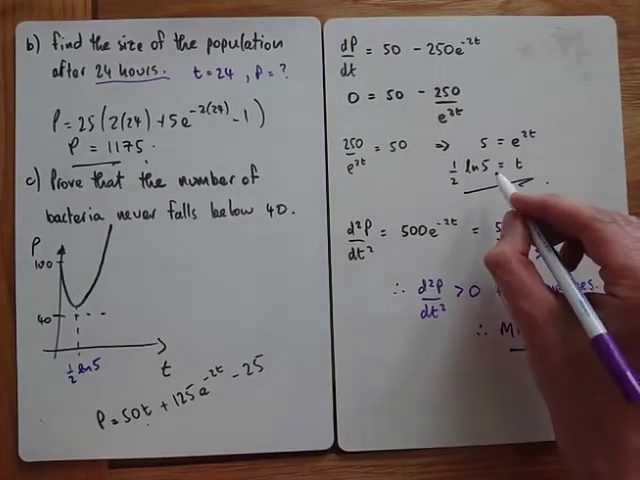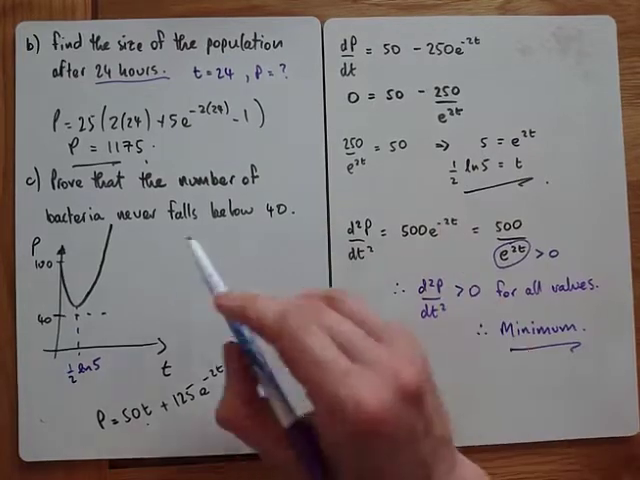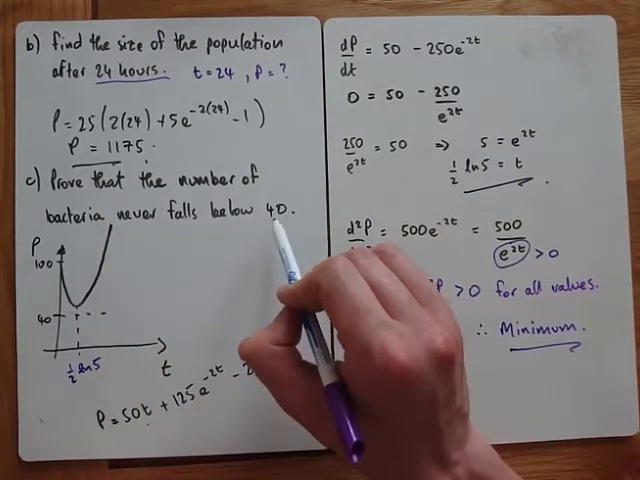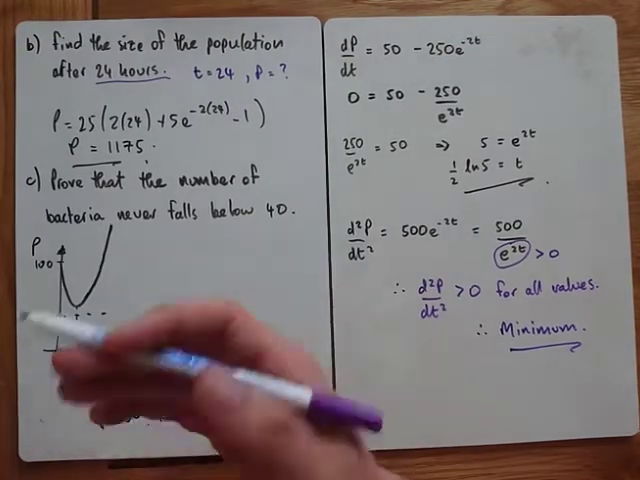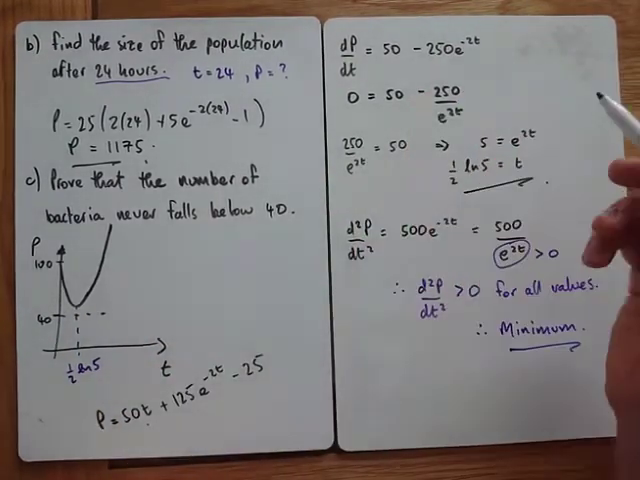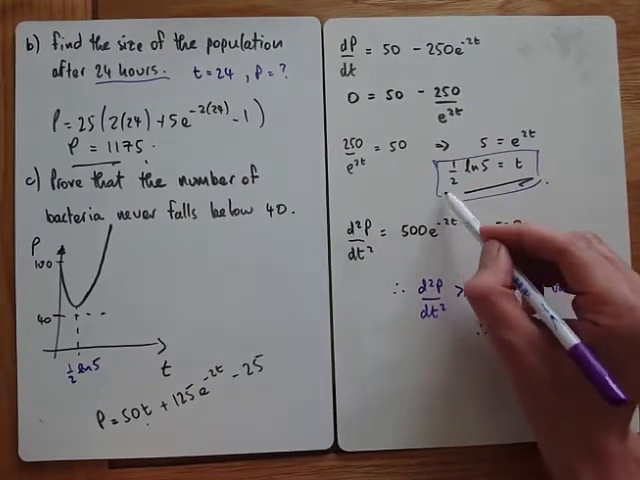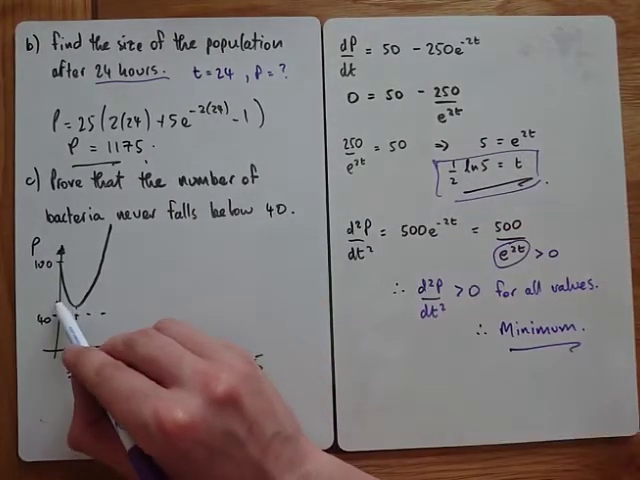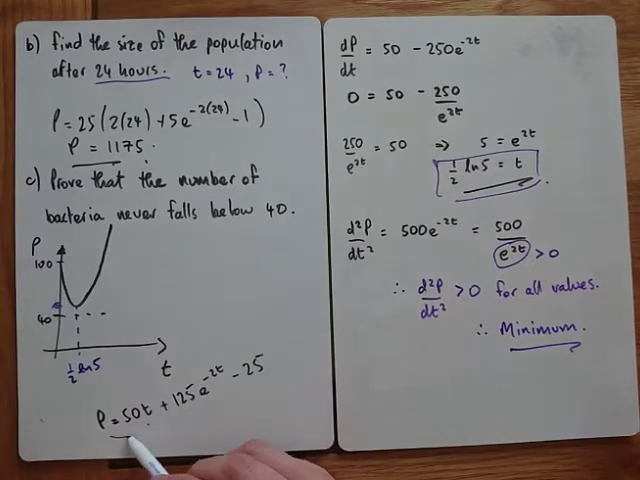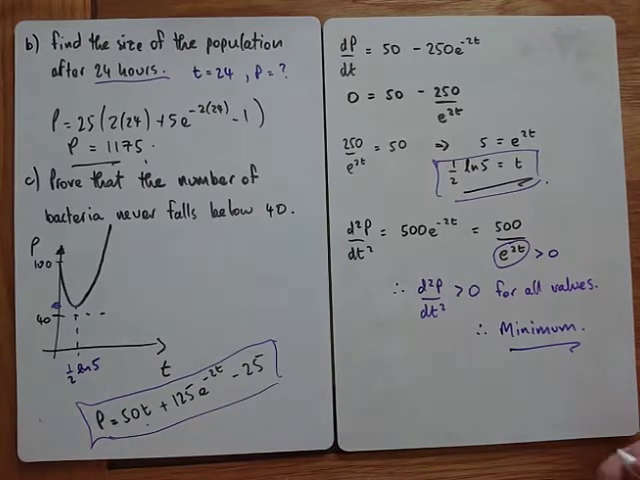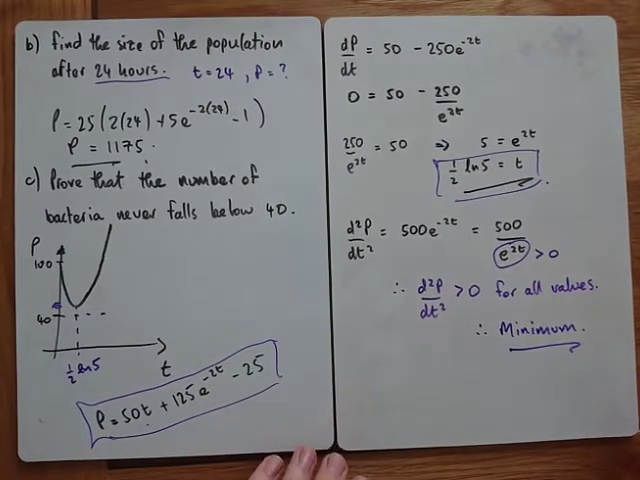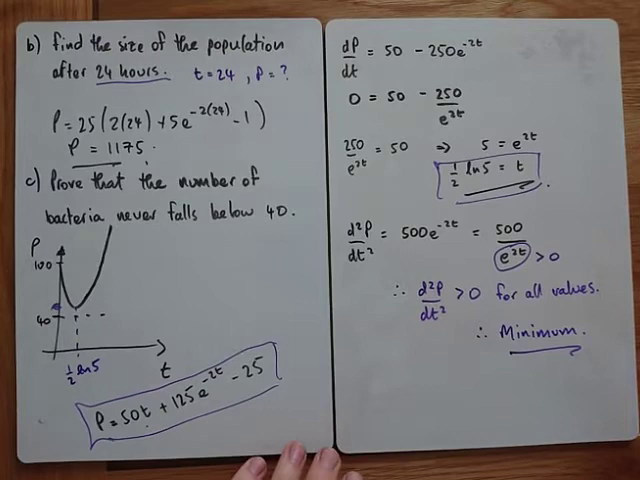I know it occurs here. Let's go back to the question. Prove that the bacteria never fall below 40. So all I've now got to do is justify that the minimum value that we get is going to be more than 40. And how do we do that? Well, we've got the time. We want to get the population. Plug it back into your equation and see what we get. Hopefully something more than 40. Okay, so P would equal, I'll tell you what, I'll just make a bit more space.